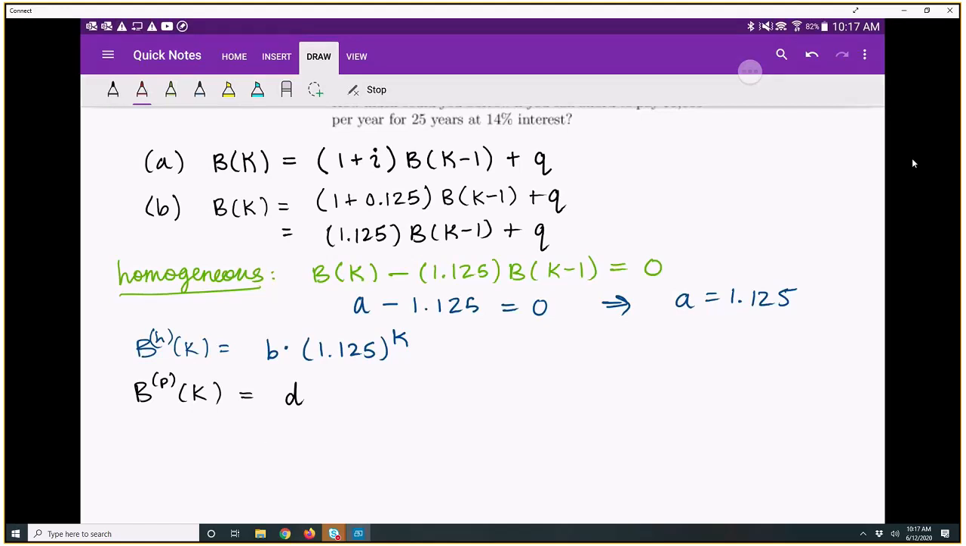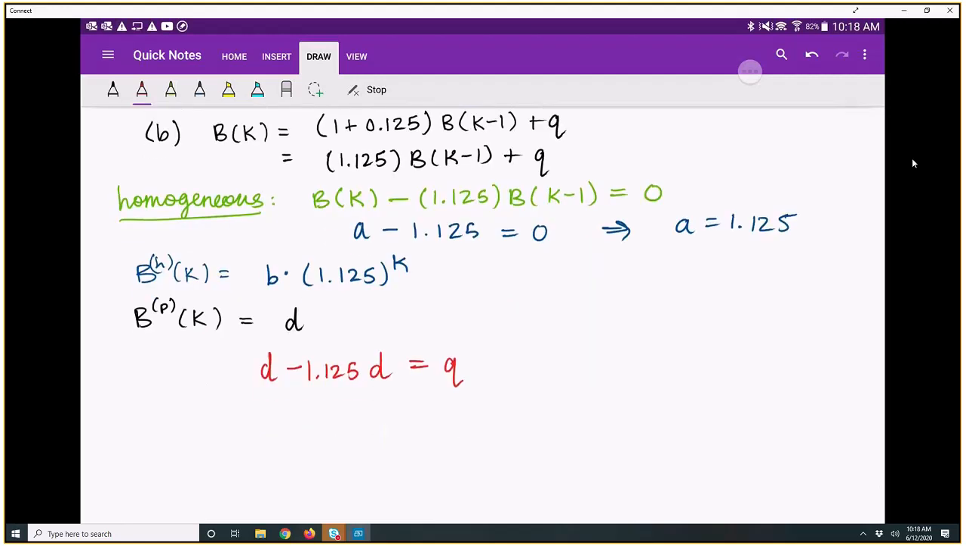So I'll replace b of k by d, and I'll replace minus 1.125 b of k minus 1 by minus 1.125 d, and that's equal to q. And I want to solve for this d, so I'm going to factor out d and say this is 1 minus 1.125 times d equal to q. So d is equal to q divided by, and this is negative 0.125. So I'll put the negative there. So I found my d.